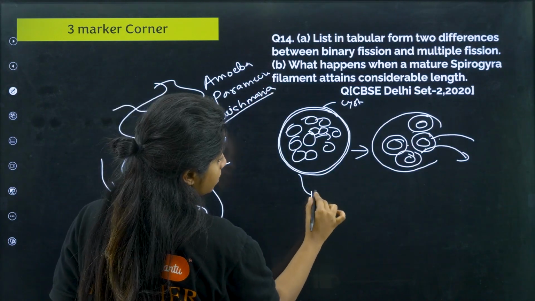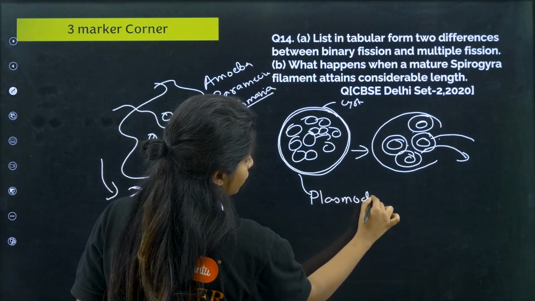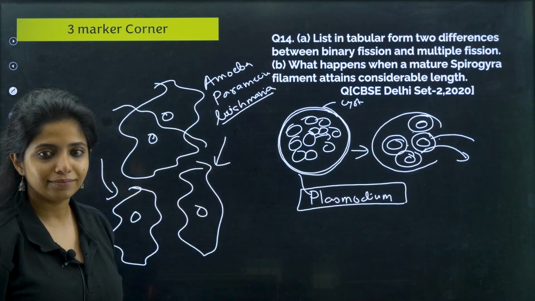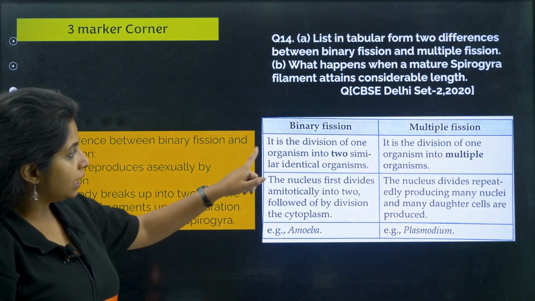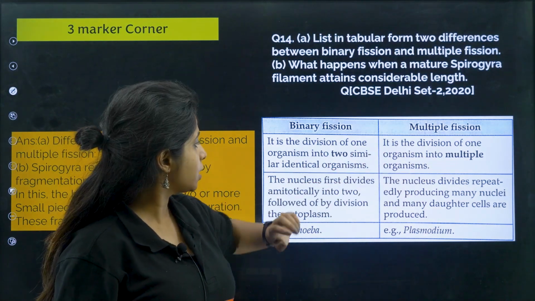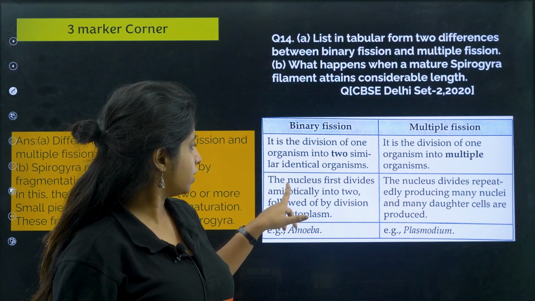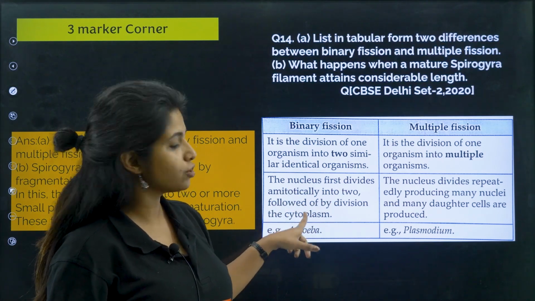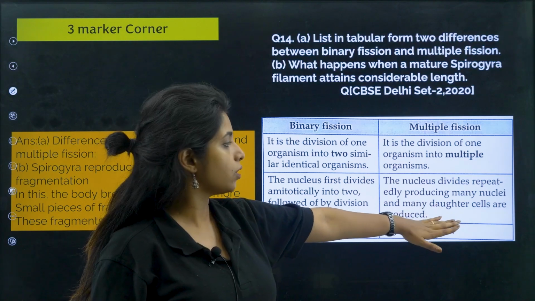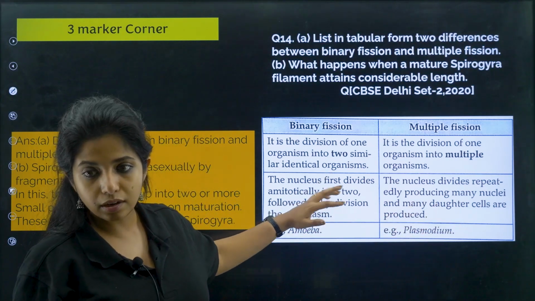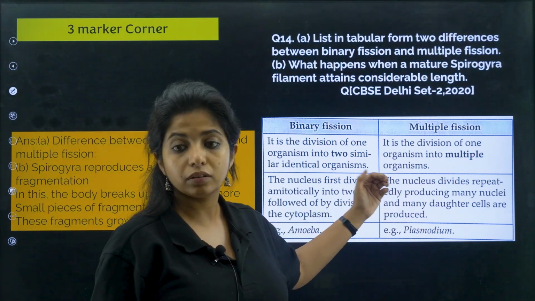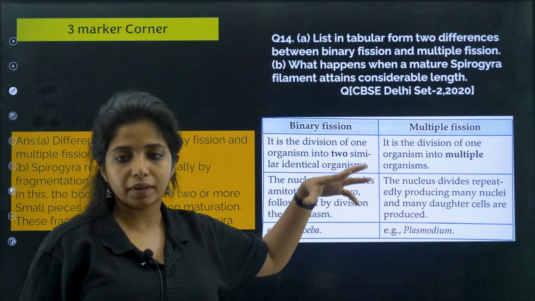Over here, this is done by plasmodium. What disease does it cause? Malaria. Binary fission is the division of one organism into two similar identical organisms, while multiple fission is the division of one organism into multiple organisms. In binary fission the nucleus first divides mitotically into two, followed by division of the cytoplasm. In multiple fission the nucleus divides repeatedly, producing many nuclei, and later on gets surrounded by the cytoplasm, producing many daughter cells.